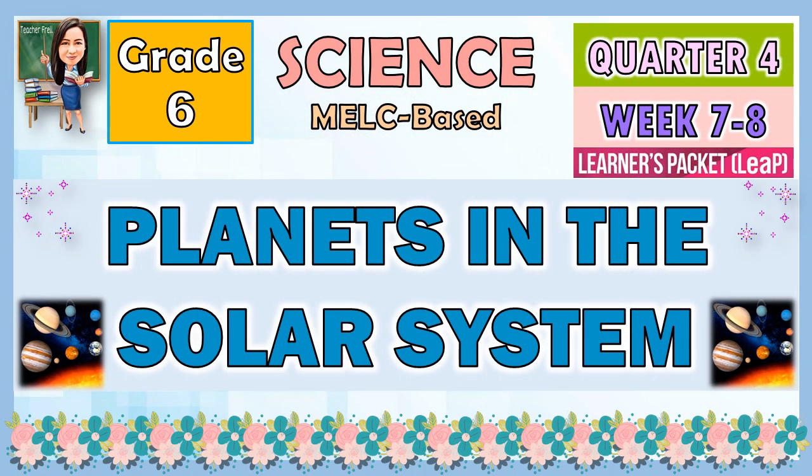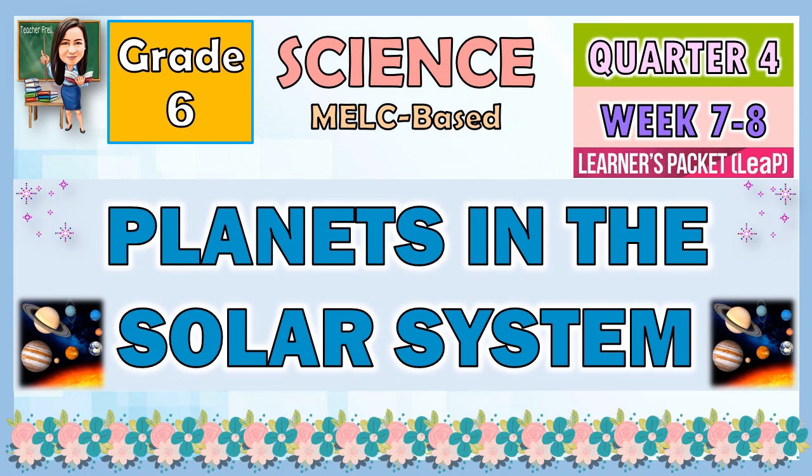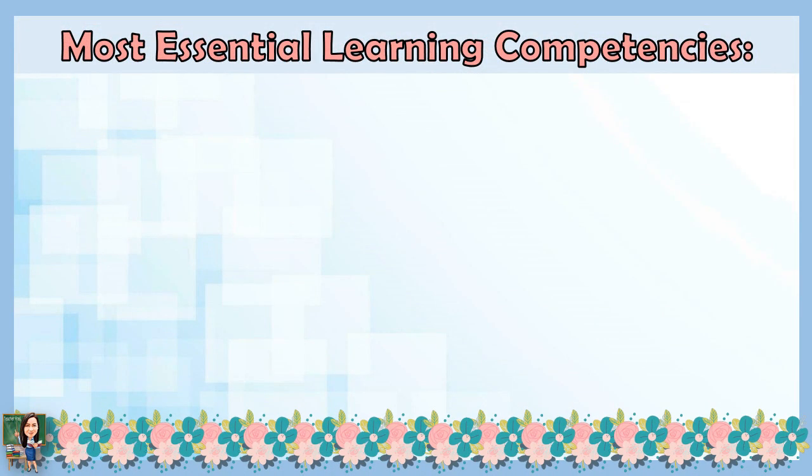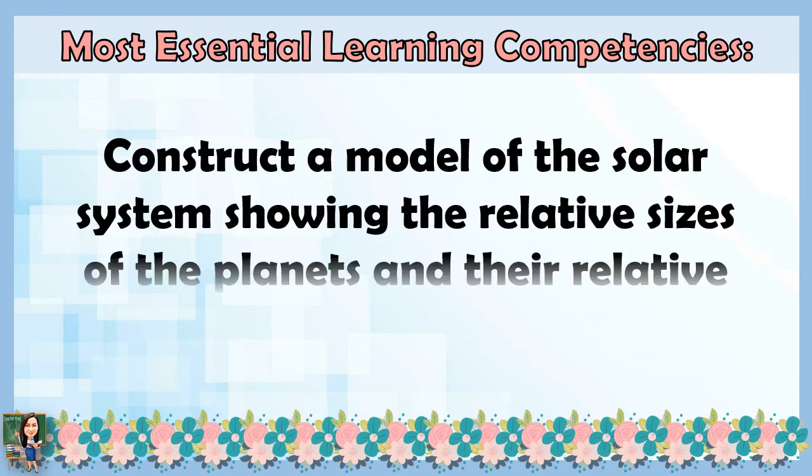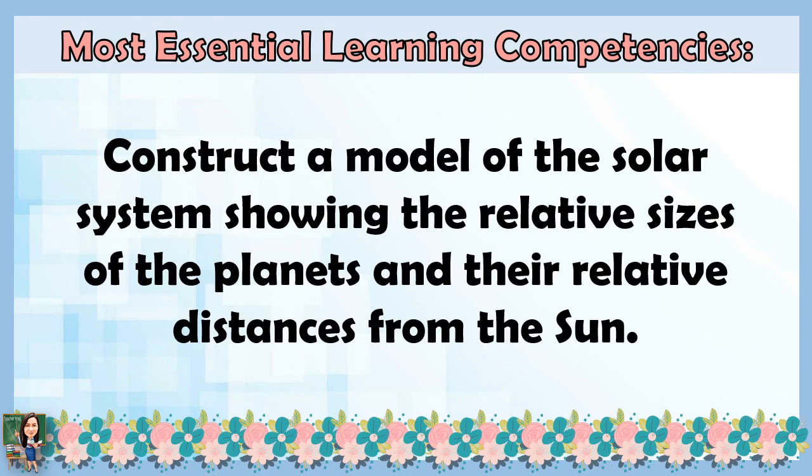For today's lesson in Science 6, we will discuss planets in the solar system. This is the last lesson for Quarter 4. For the most essential learning competencies, construct a model of the solar system showing the relative sizes of the planets and their relative distances from the Sun.